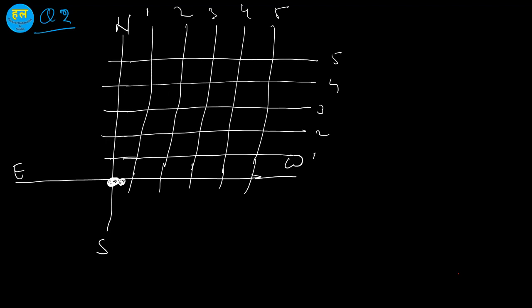Okay, now there are many cross streets in your model. What are the cross streets? All these are cross streets.